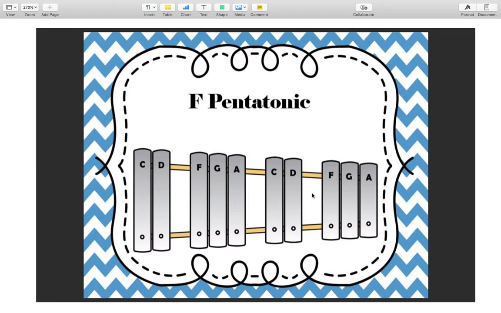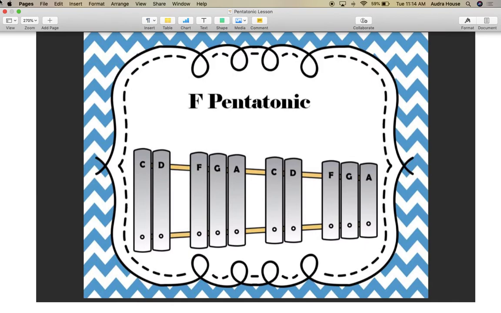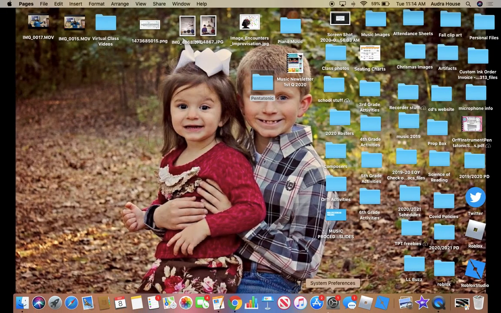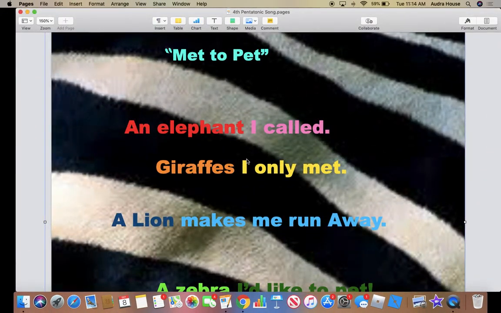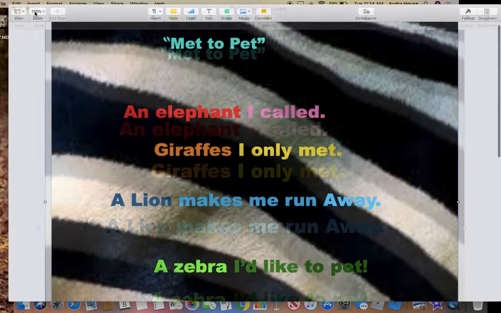What we're going to be playing is the pentatonic scale, but we're going to be doing it in the style called improvisation. What that means is we're going to be playing pretty much freestyle, whatever we would like, as long as we're playing with the notes of that F pentatonic scale. So I'm going to bring this graphic down, and I'm going to pull up the graphic of the song that we're actually singing this week.